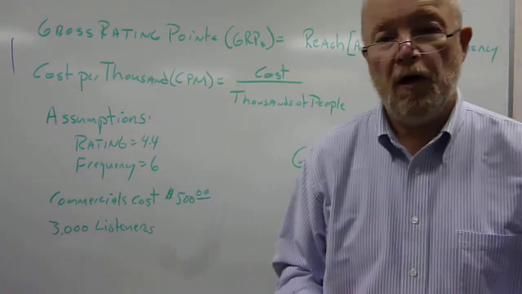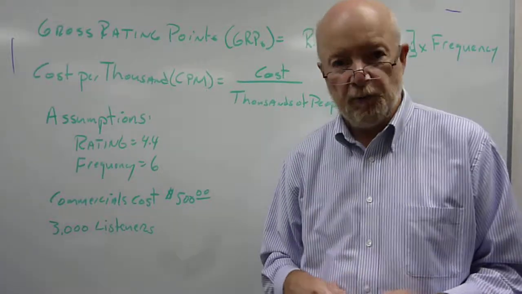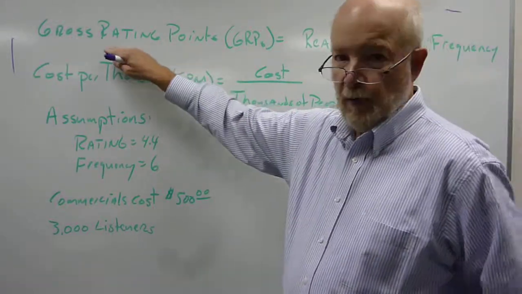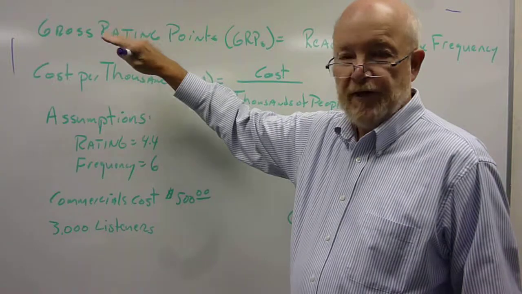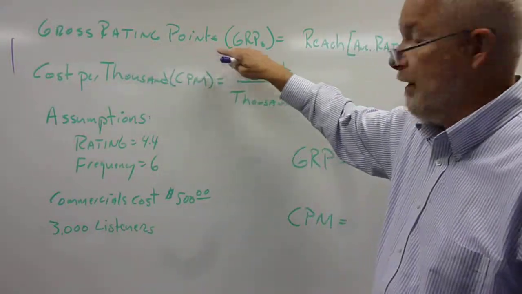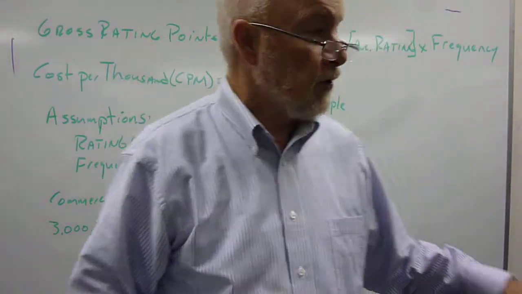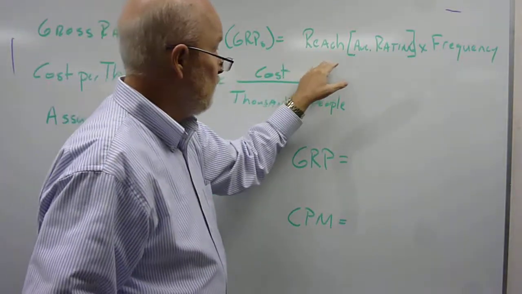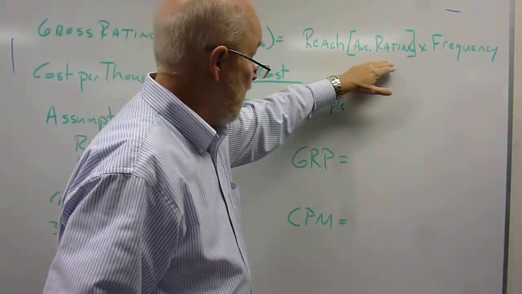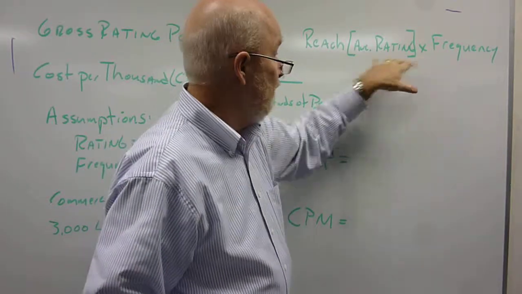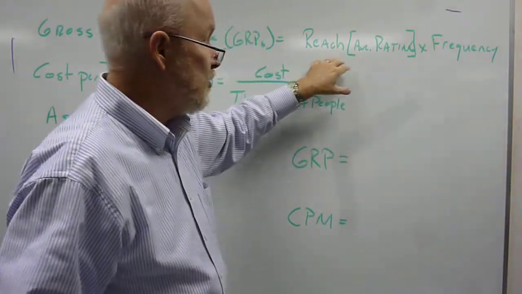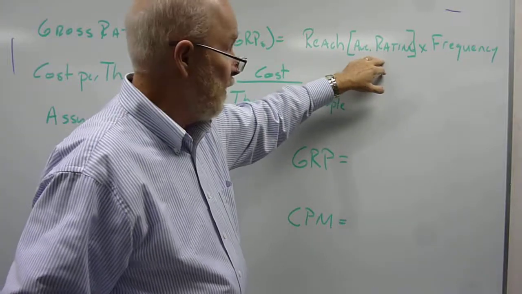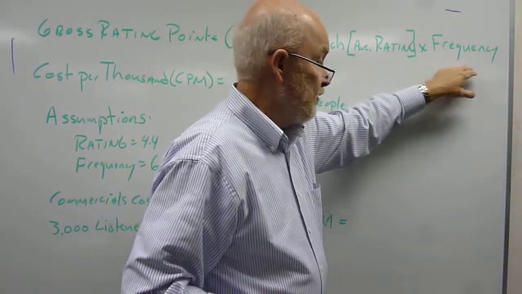In this lecture, we're going to talk about gross rating points and cost per thousand. Gross rating points are a measure of advertising effectiveness, and what we're talking about is how many people you're going to reach. So GRP, or GRIPS, is equal to the reach, which is the average rating, times the frequency. Very straightforward, very simple. Reach, which is the average rating, and we talked about that in a different video, times the frequency.